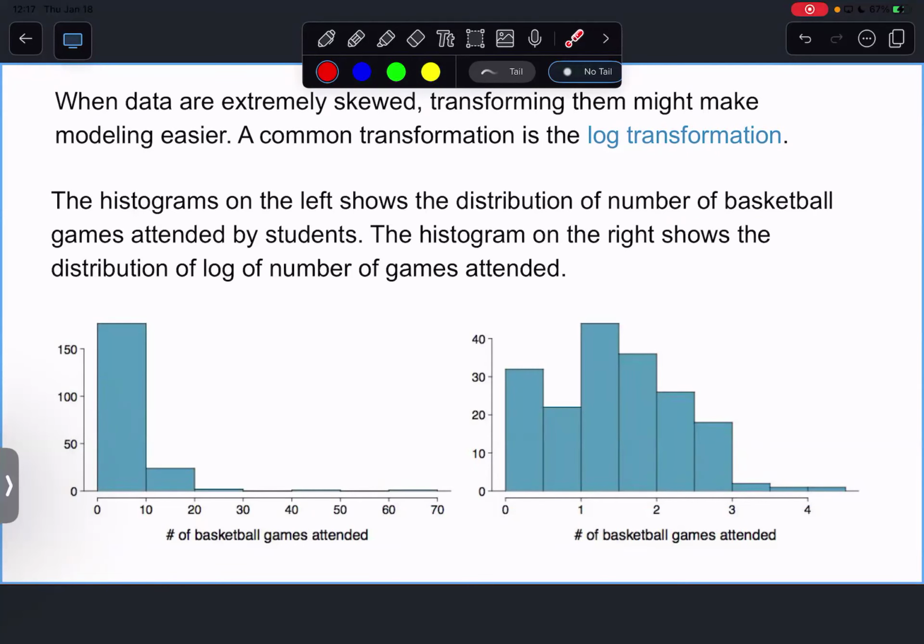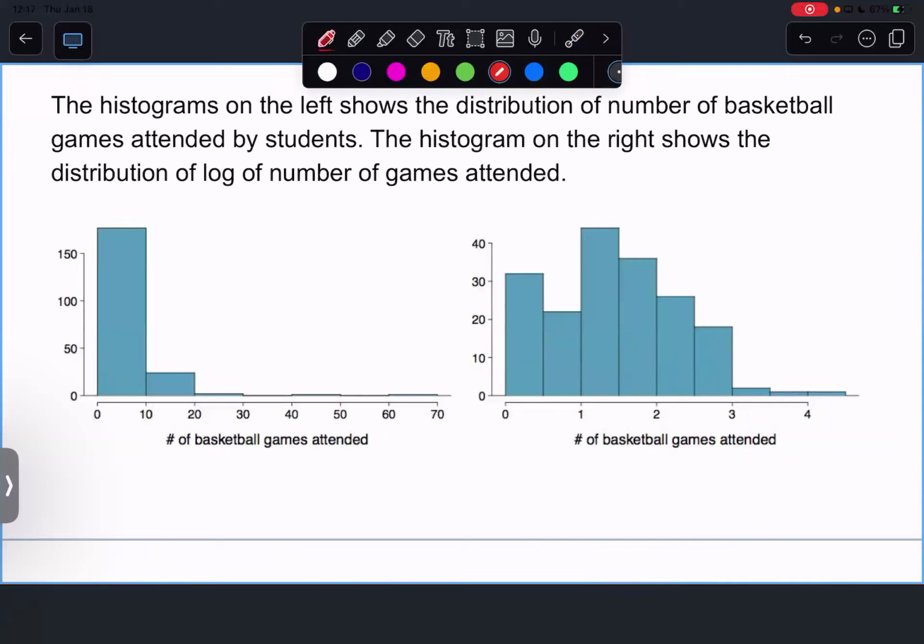Oh no, there's a typo on here, which I didn't catch. If you're talking about the number of basketball games attended, a huge amount of people have attended between 0 and 10 basketball games. But then there are these diehard fans. So you've got this extremely skewed data. Now the typo is here. If I take the log of each data point, now all of a sudden I have a shape that I can kind of wrap my head around and talk about.